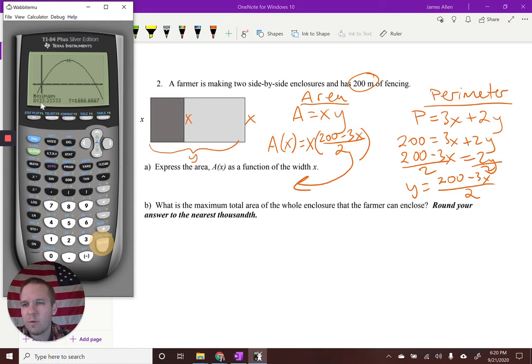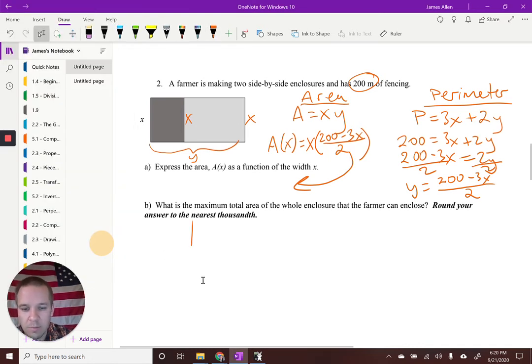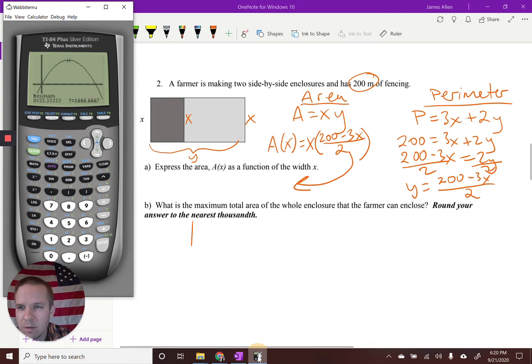So my maximum would be 33 and a third. That's my x value, my dimension. This y value is not this y value. This is my function, my area function, my A of x. So this is my maximum area, which is 1,000. Oop, what was it again? I think it was 1,000. Yep.